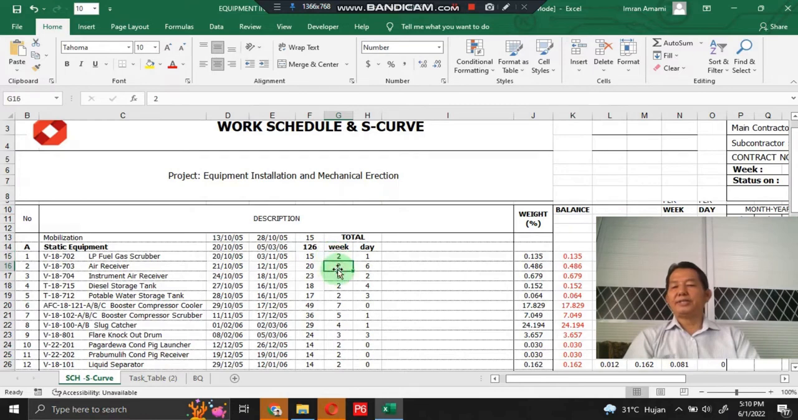Then air receivers. The work schedule for the air receiver is 20 days. I interpret it as 2 weeks, assuming 2 multiplied by 7 days, plus the remaining 6 days, as seen on the screen here, and so on. The same applies to other sections.